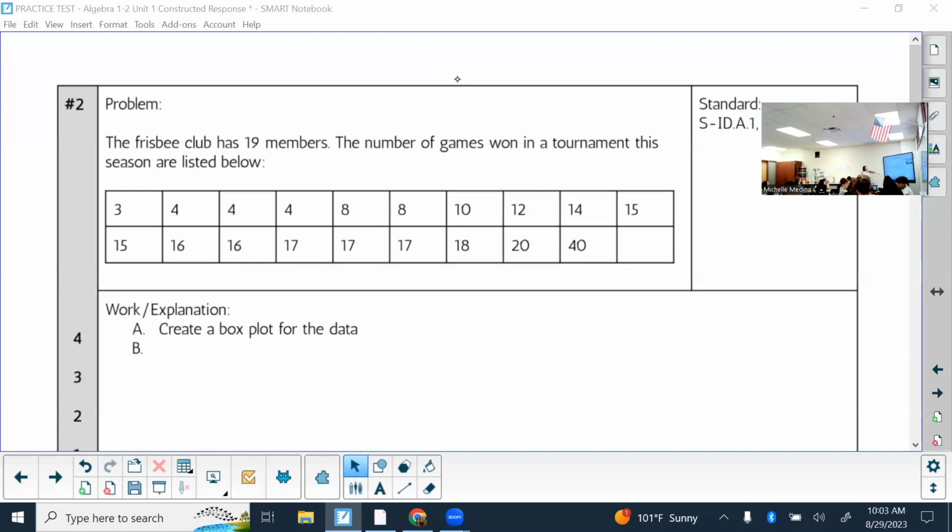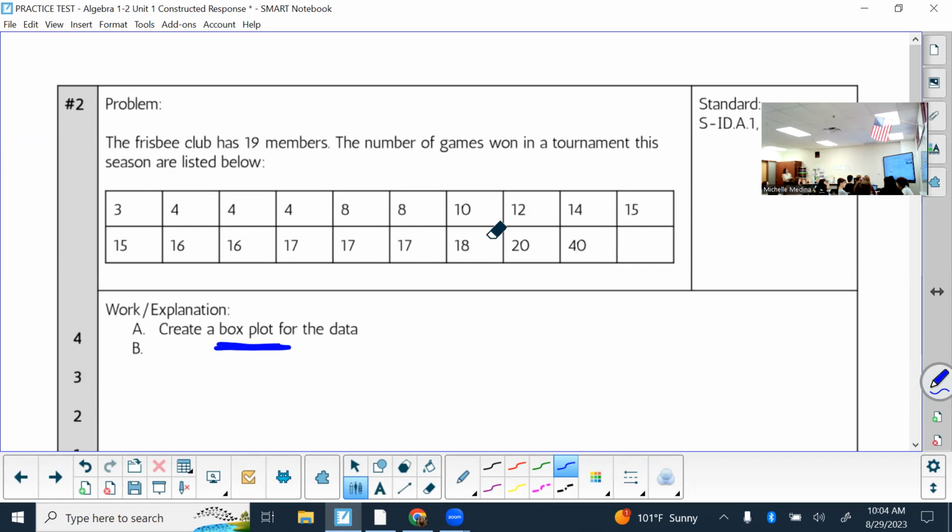All right, but number 2, the Frisbee Club has 19 members. The number of games won in a tournament this season are listed below. First, you need to create a box plot, not to be confused with a dot plot. That always happens every year. Okay, it has to be a box plot. So for a box plot, you need what information from the data?